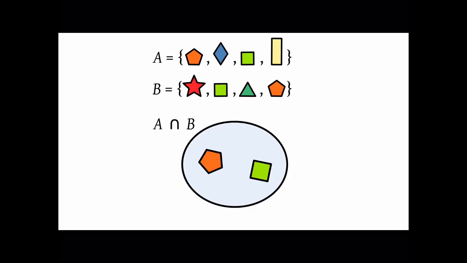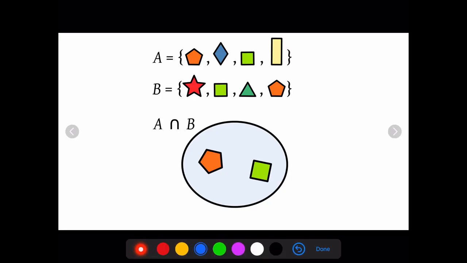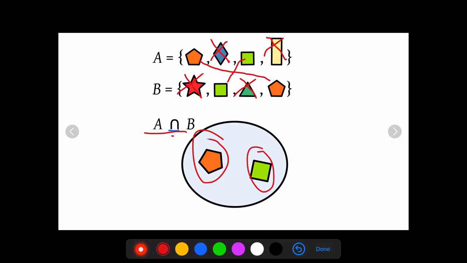Here's an example of an intersection. So we want to find, again, see that intersection, everything that's in A and in B. I can see this orange pentagon is in A and B, and this green square is in both A and B, but this diamond is in A but not in B. This rectangle is in A but not in B. This triangle is in B but not in A. And this star is in B but not in A. So the resulting set that we get from A intersect B is the things that are in both A and B, and that's this orange pentagon and this green square.